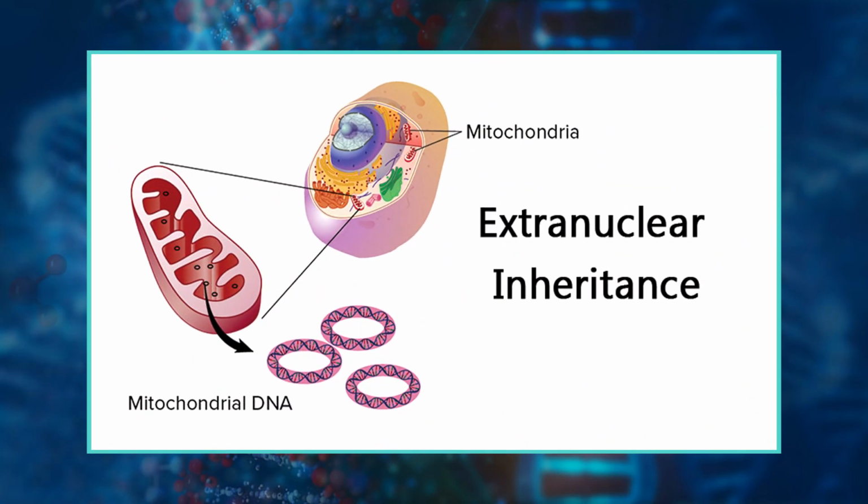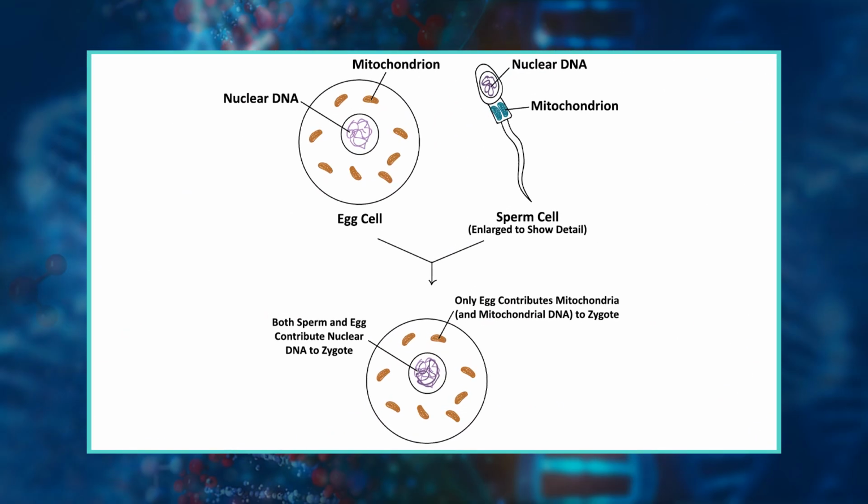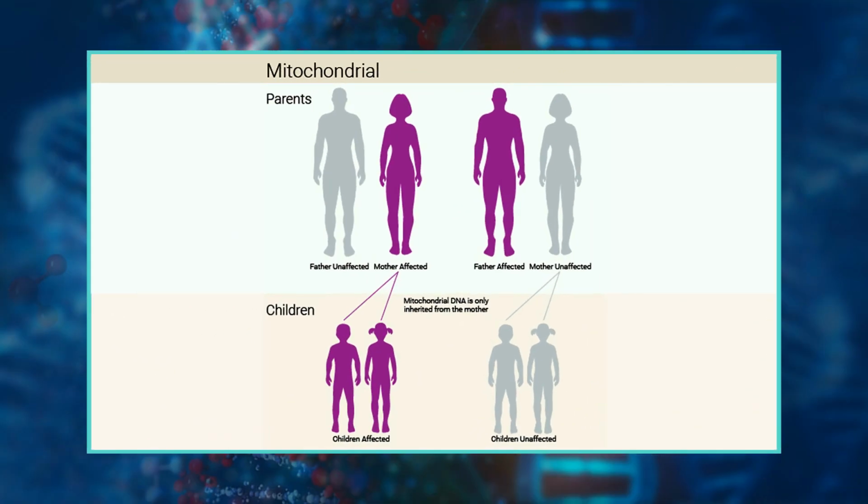It is the transmission of genes that occurs outside the nucleus. That is, the mitochondrial DNA is passed on from mother to offspring. It usually occurs in cytoplasmic organelles such as mitochondria and chloroplast. It's a form of non-Mendelian inheritance discovered by Carl Correns. Mitochondrial diseases are also passed on to the offspring. This does not follow Mendel's laws.